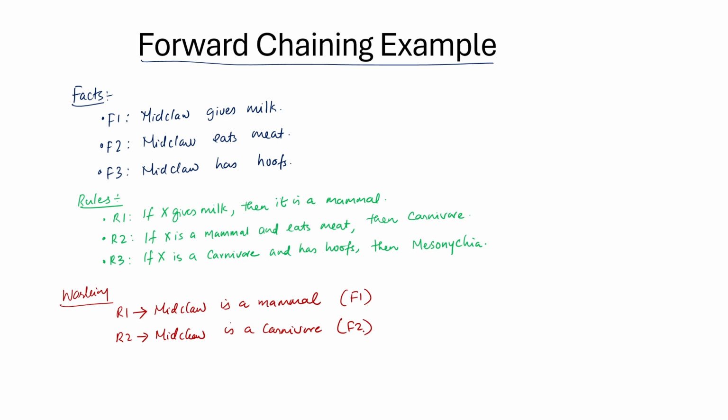This comes from F2, and then if you apply R2 to F3, mid-claw has hooves. It says nothing about it, so that would not return any conclusion. Then we take R3 and apply it to F1, F2, nothing works out. F3 says it will conclude that mid-claw is Mesonesia. This comes from F3. So, the conclusion, by going through each progressive application of the rule, we can easily see that mid-claw is Mesonesia.